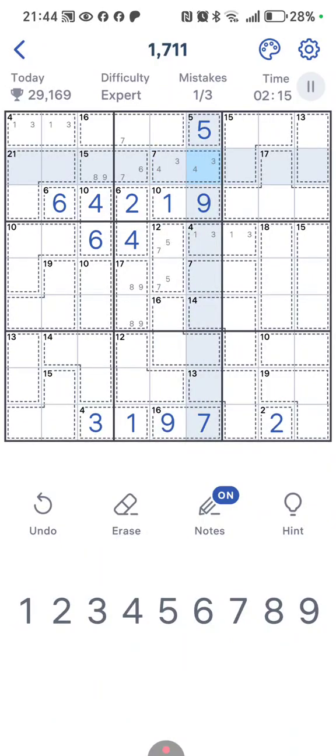So then what does that mean for here? What's left? 1, 2, 3, 4, 5. So it's 6, 7, and 8.